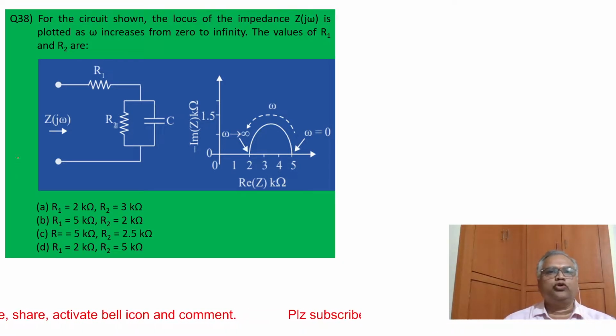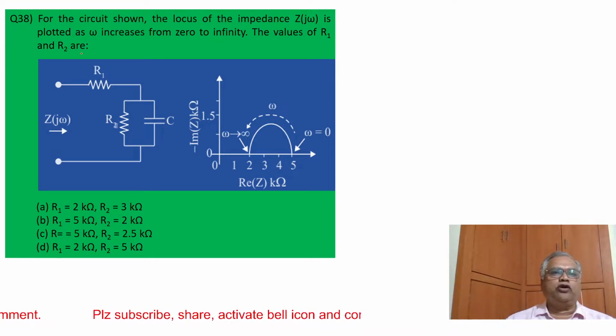This is on the locus diagram. For the circuit shown, the locus of impedance Z(j omega) is plotted as omega increases from 0 to infinite. The values of R1 and R2 are? For this circuit, the Z(j omega) plot is given here. At omega equal to 0, impedance is 5. At omega equal to infinite, impedance is 2. With this setup, you have to find R1 and R2.